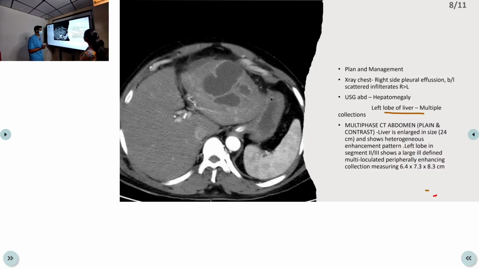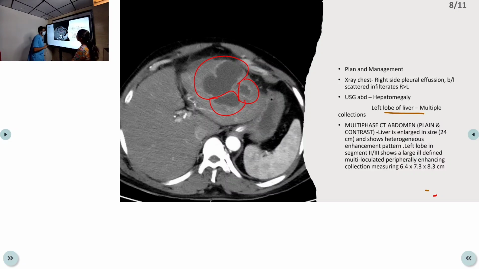Okay, then following it, we did the multi-phase CT with the contrast, and it was showing multiple collections in the left lobe of liver. The largest collection was nearly 7 centimeter, and a small collection was noted in the right lobe of the liver also, but not that significant. Minimal collection was noted. Looks like a liver abscess.